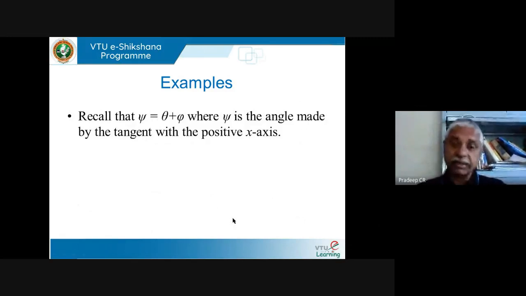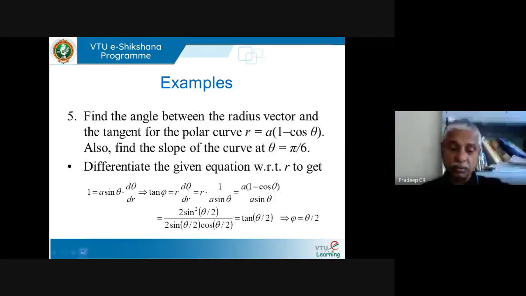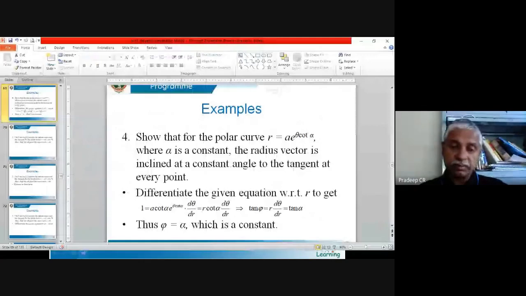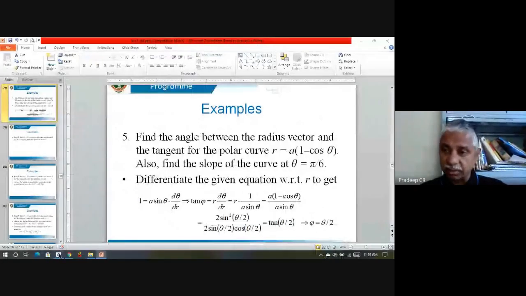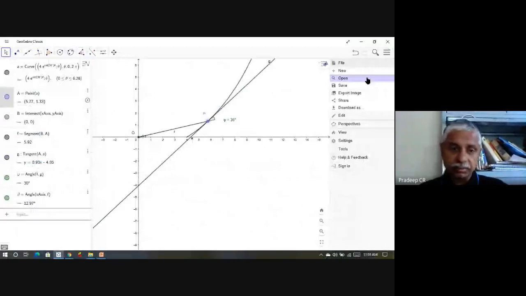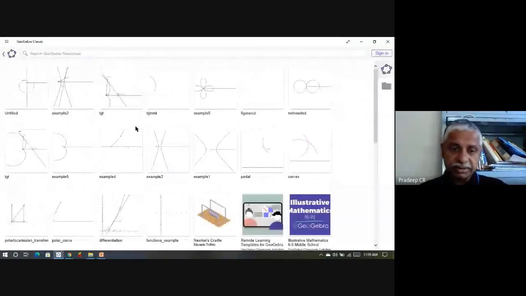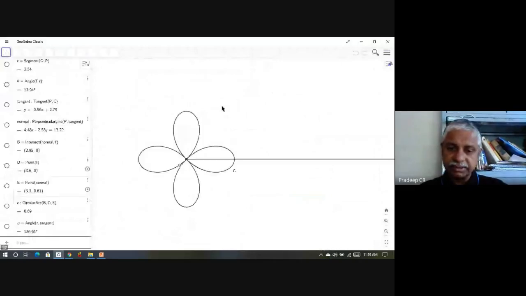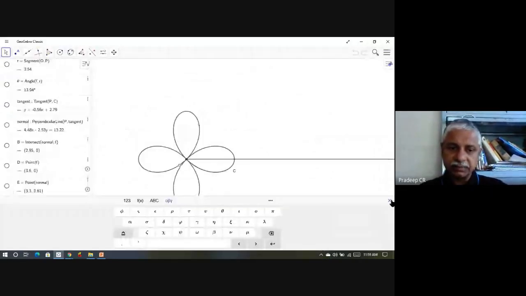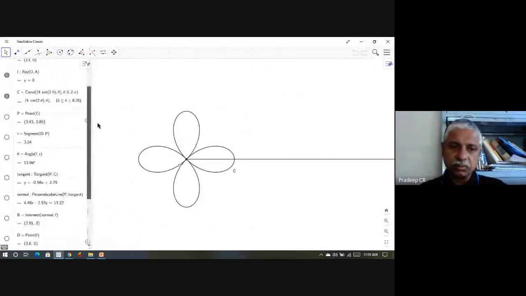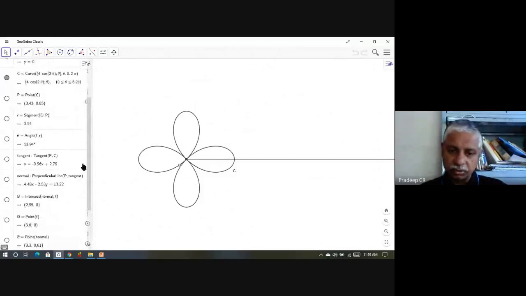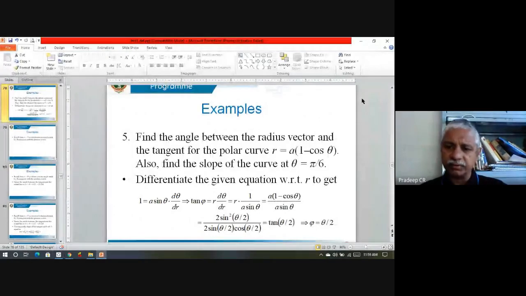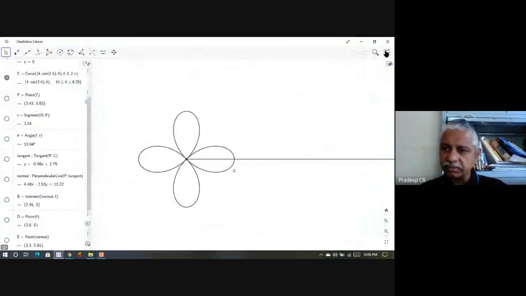What is it that we have to verify? Let us check. R is a into 1 minus cos theta. This I want, example 6. I have already drawn this, so you don't need to waste our time. Here is example 6, which means this is the curve where I have taken R equal to 4 cos 2 theta. How did it come? A into 1 minus... example 5. This is example 5. I have taken example 6 there. That was a mistake. I was also wondering, cos cannot give this kind of curve.